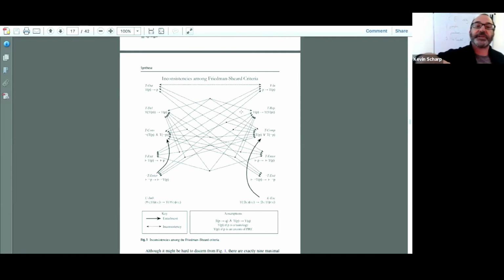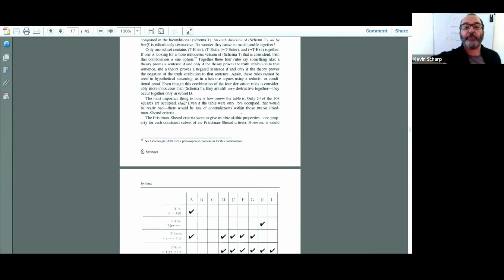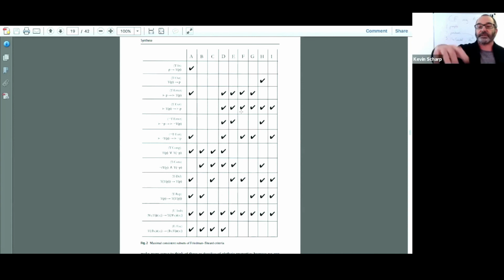Okay, so those are the minimal inconsistent sets, and Friedman and Sheared do a wonderful job of identifying the maximal consistent sets. Here they are. I've labeled them A, B, C, D, E, F, G, H, and I. There are 9 maximal consistent sets. The largest 2 have 8 principles, you can see. So that means there are no consistent sets that have 9, 10, 11, or 12 principles. There are 495 subsets that have 8 members, but only 2 of those are consistent. Only 2 of the almost 500 subsets that contain 8 principles are consistent.